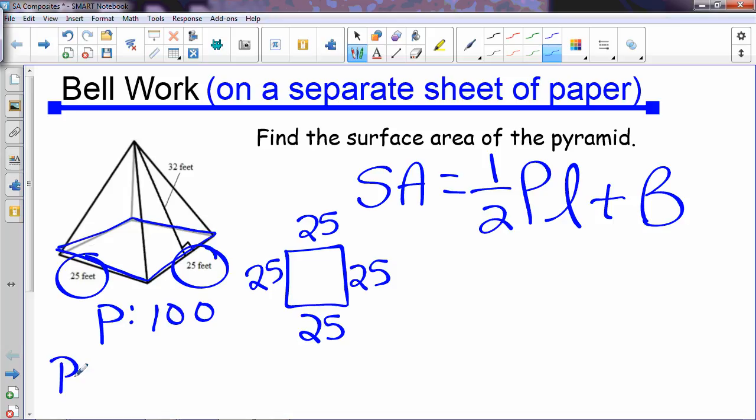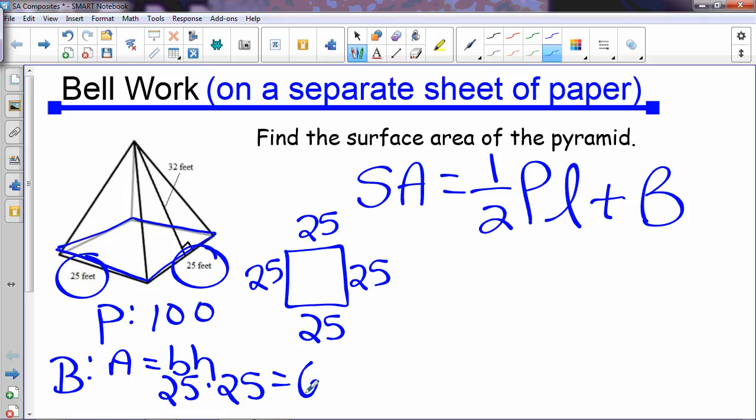Now I need to find my capital B. That's the area of my base. So since I have a square, the area formula for a square is base times height. That's going to tell me 25 times 25, because remember, capital B and capital P both come from your base, which in this case is a square. 25 times 25 is going to tell me that the area of our base is 625.